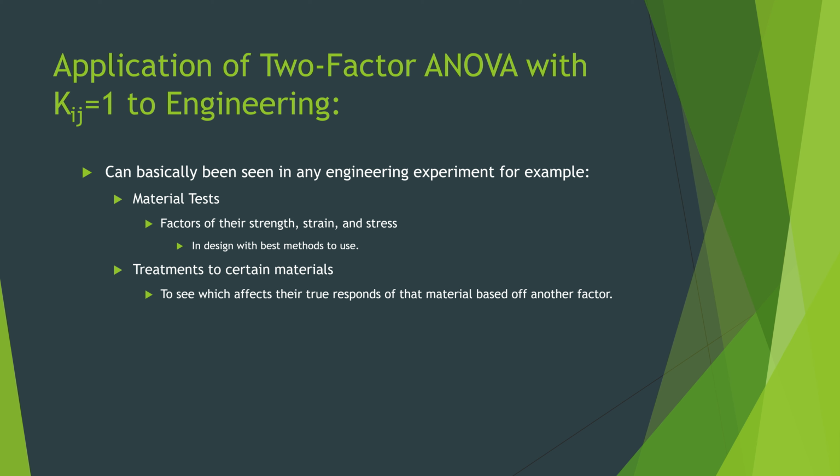Two-factor ANOVA is used in many engineering scenarios. An important application is materials testing, which is an example that I provided previously. It allows engineers to see what factors will affect the durability and strength of their products during material testing. Some examples of this are testing the safety of vehicles, the cracking of concrete, and the strength of steel.